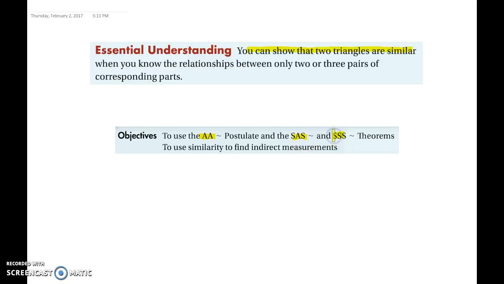the side-side-side theorem. Now notice that each of these includes the similar sign. So it's the angle-angle similarity postulate, the side-angle-side similarity, and the side-side-side similarity theorems. And then in the last video we will do indirect measurements. All right, so that's our goal for this section: we're going to use angle-angle, side-angle-side, and side-side-side. You're going to see it's very, very close to what we were learning before with congruent triangles.